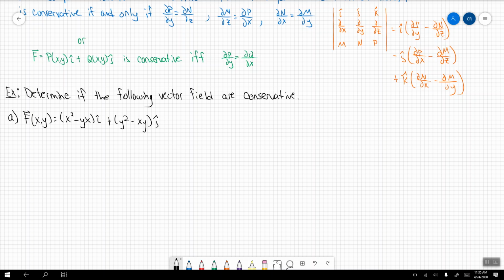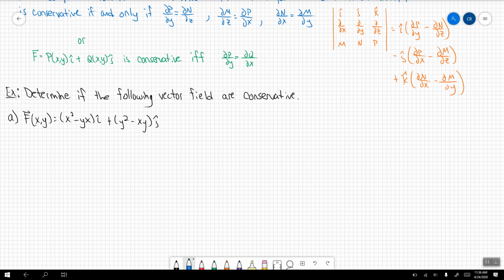Now, the first thing that we're going to notice is that this is a vector field in R^2. And because it's a vector field in R^2, I'm going to use the second definition, or that second theorem that we had, to show whether my vector field is conservative. All right, so let's go ahead and figure that out.